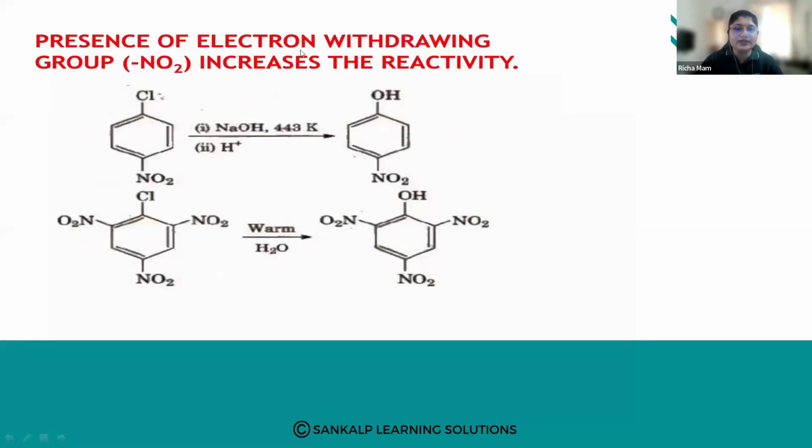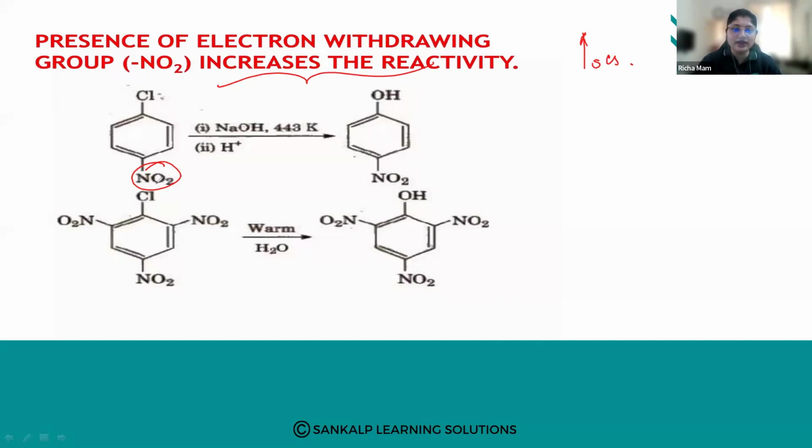Now here you can see, as I have discussed, the presence of electron withdrawing groups like nitro group will tend to increase the reactivity. So these are the reactions. The presence of nitro group, what will happen? How is the presence of this nitro group increasing the reactivity?